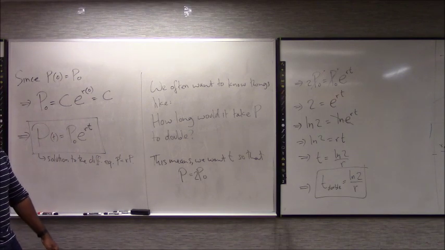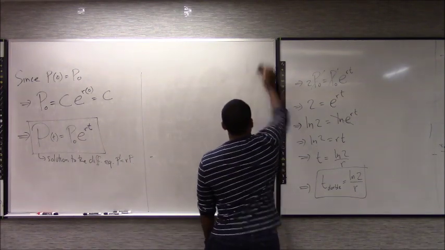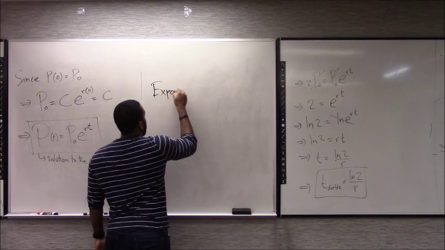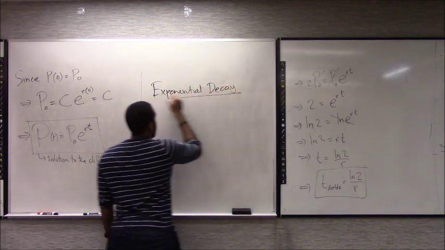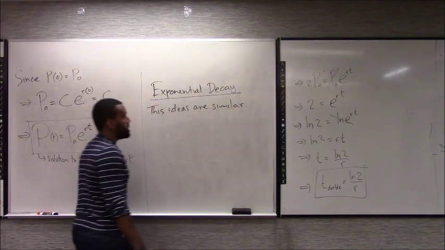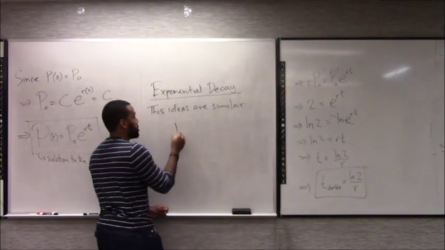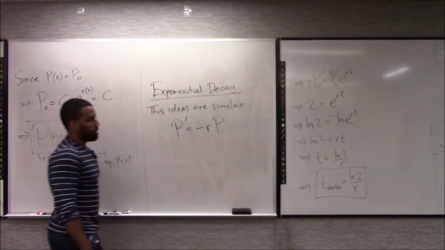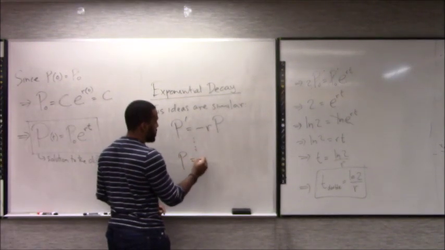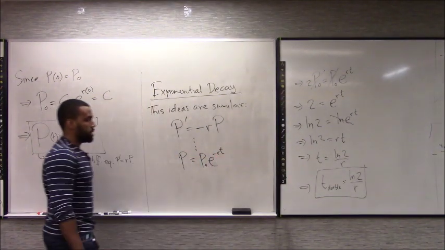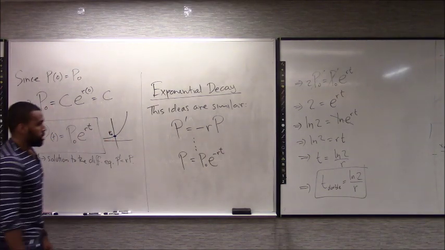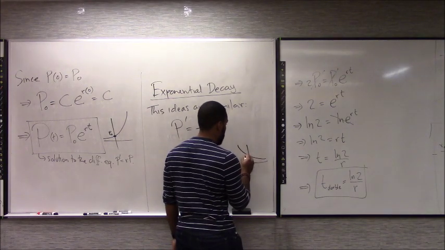Now, with decay, things are actually quite similar. The difference is, this one is decreasing over time instead of increasing over time. So it starts out looking like dP/dt equals minus rP. The rate of growth of P is actually negative if we assume r to be positive. We can go through and solve this in the same way. We get P equals P naught e to the minus rt. This guy will look like that, where it's passing through P naught at zero.